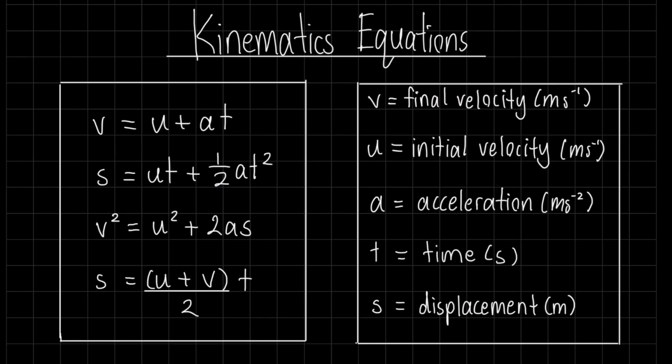Okay, now I'm going to move on to the actual kinematics equations, or what I like to call the SUVAT equations. These equations are in your formula booklet, so you don't need to worry about memorizing them. The only thing you really need to understand is what those symbols actually mean. V is the final velocity of your object or person, U is the initial velocity, A is acceleration, T is time, and S is displacement.